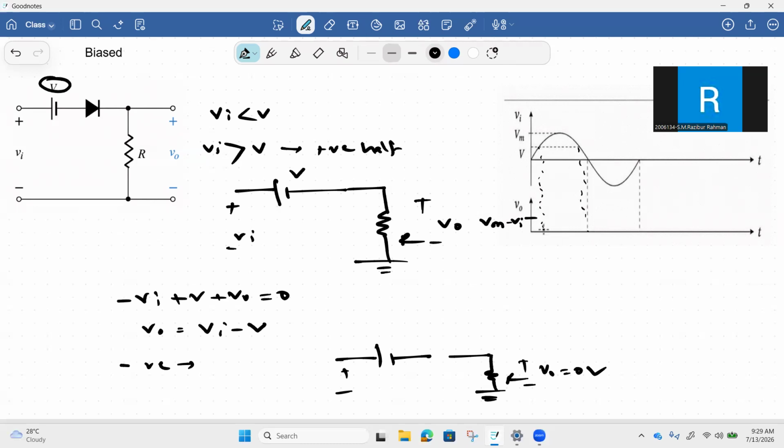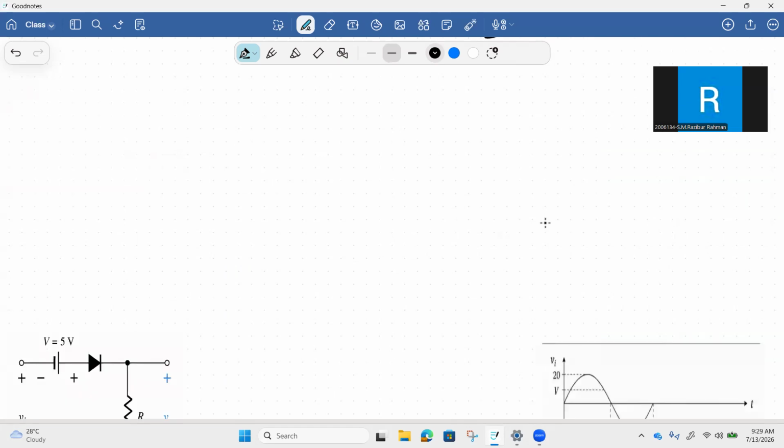The output voltage will only be valid across the resistor as long as V input is greater than the DC source V. So we will get something like this here, and during the negative half cycle, the output will be 0. Now we will consider another circuit.